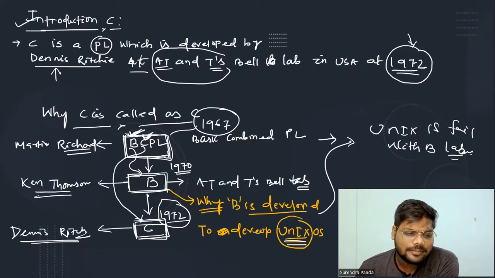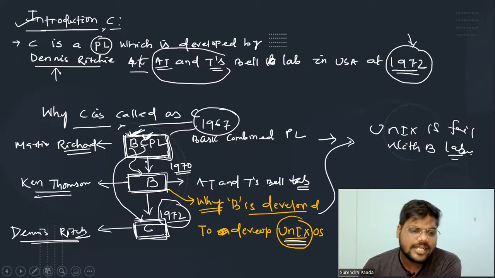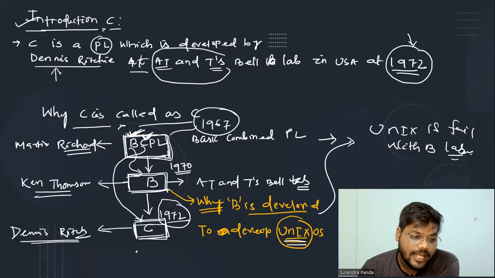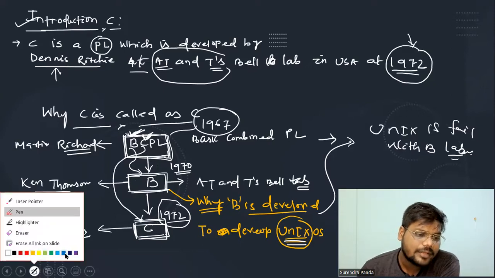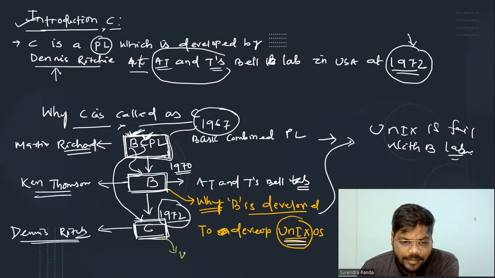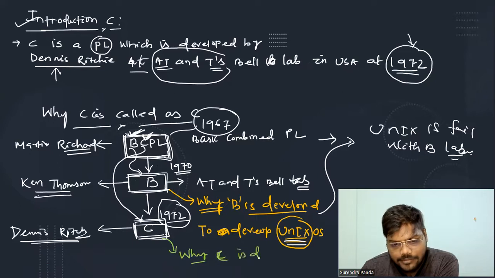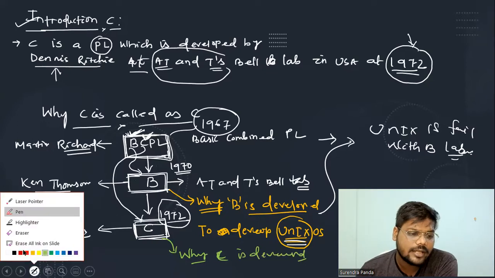So it is very interesting. C comes from the B language only, and B comes from BCPL. That's clear-cut information. Next, I have one doubt too. Why did the B language come into the picture? Why was C developed? What is the reason for C?